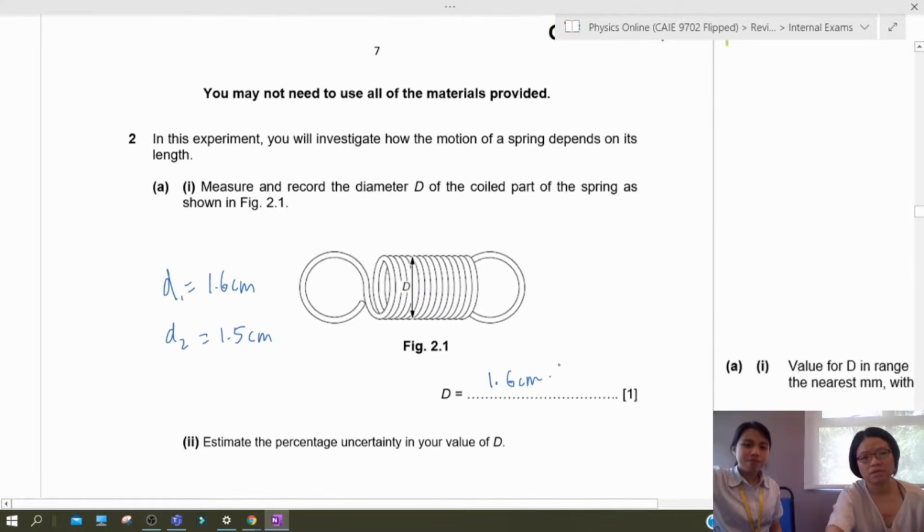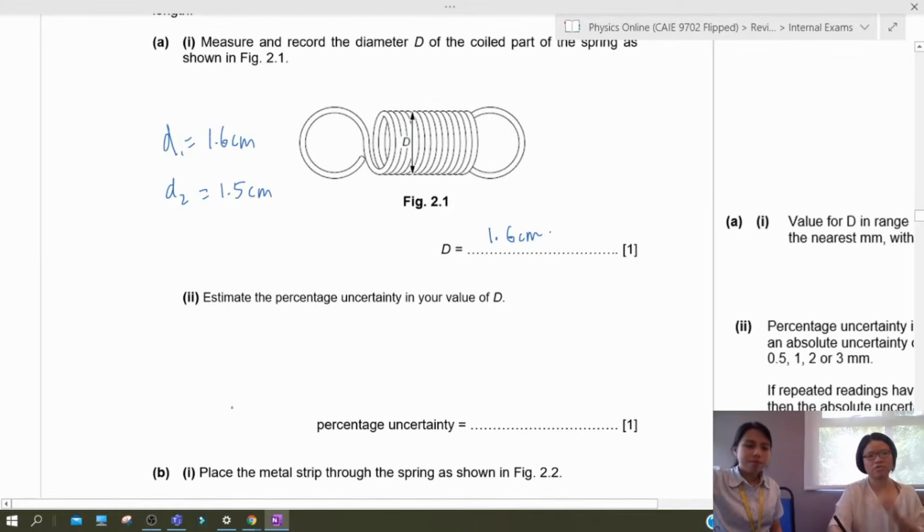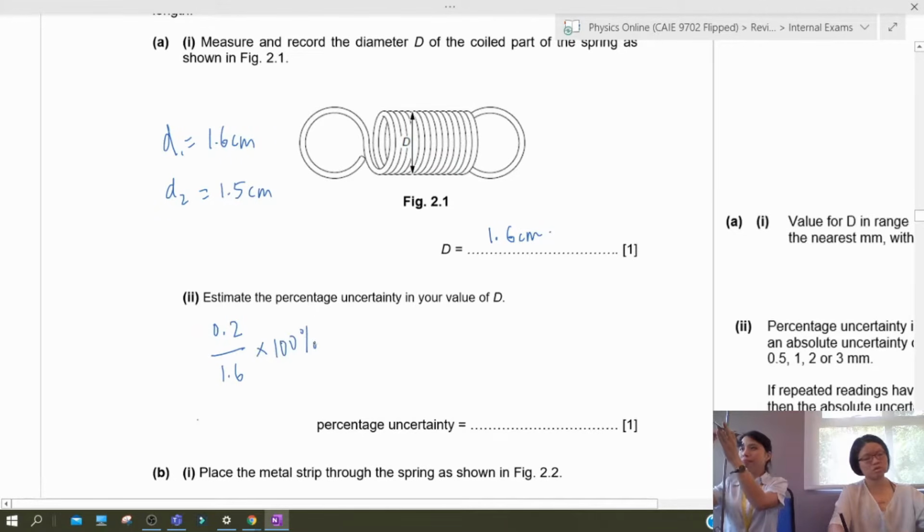Okay. Estimate the percentage uncertainty in your value of D. What do you think? I think I can use half the range, which is 0.05. But then I think I will take an estimate, so 1.6. In ideal circumstances, it's going to be 0.1, but this is less than ideal, as you can see, so maybe 0.2. Yeah, 0.2? Okay lah. Sounds about right. So this is 12.5%.